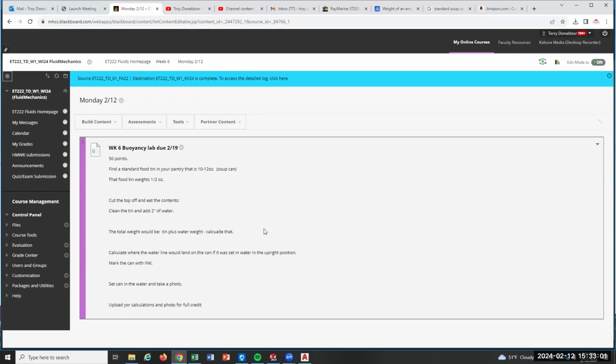Okay. Now you should be able to calculate where the float line is. And if you think about this, a good portion of the volume is water that's going to go into the water. So you should be able to come up with some very close estimates, but I want you to actually calculate where that water line will be and mark it on the tin before you put it in water. So let's see how close we come.